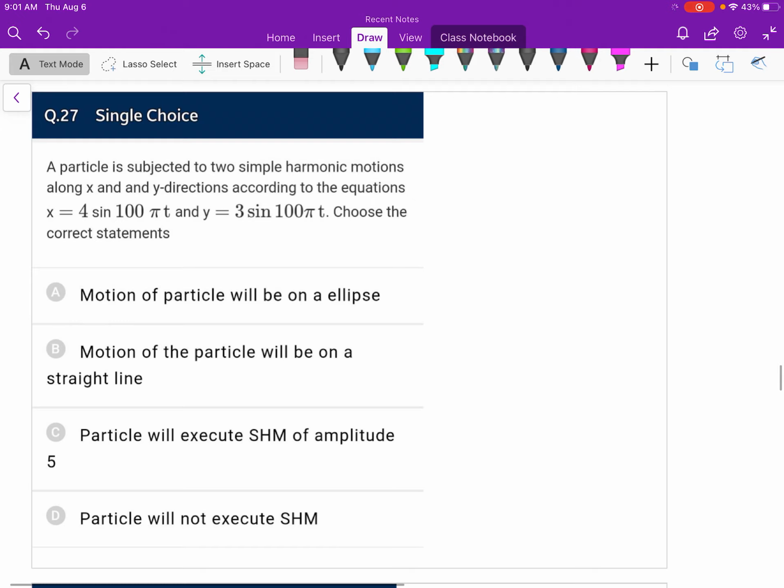27. A particle is subject to two SHMs. So x is a sine omega t, y is b sine omega t. So x upon y is 4 upon 3, so y is 3x by 4. So this is motion along a straight line. The particle will execute SHM of amplitude 5. Choose the correct option. Motion of particle will be on an ellipse. Motion of a particle will be on a straight line. This will be on a straight line.